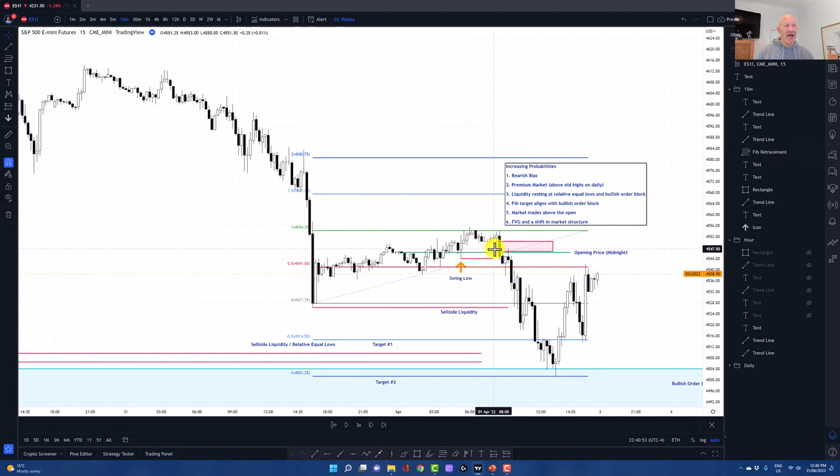We then get a fair value gap formed and a displacement occur, and then a break in market structure, this break of this swing low here. So we have a shift in market structure, the market trades back up into that imbalance before taking out the liquidity here, and then here, and then trading down to our second target here.